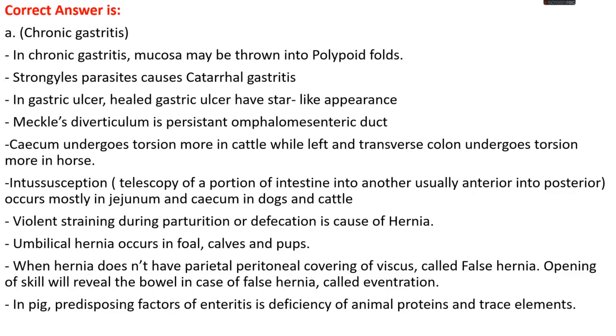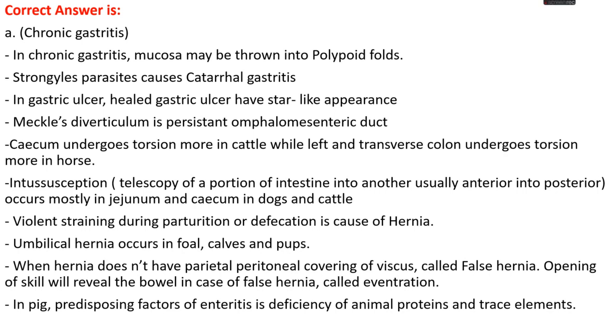In chronic gastritis, the mucosa may be thrown into polypoid folds. Okay, while strongylus parasites cause catarrhal gastritis. In gastric ulcer, a healed gastric ulcer has a star-like appearance. Okay, Meckel's diverticulum is a persistent omphalomesenteric duct. Okay, the cecum undergoes torsion more in cattle, while the left and transverse colon undergo torsion more in horses.